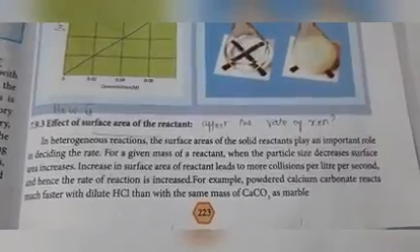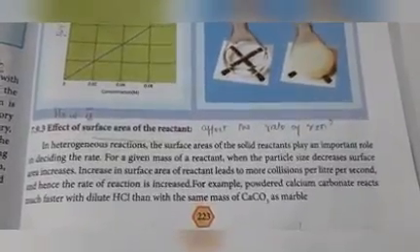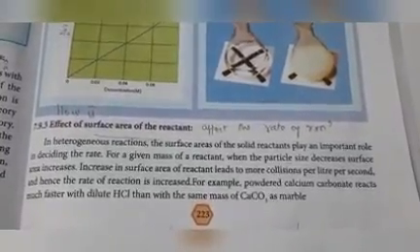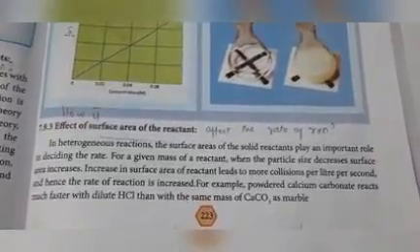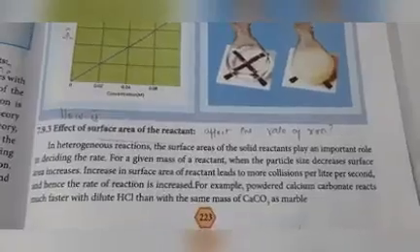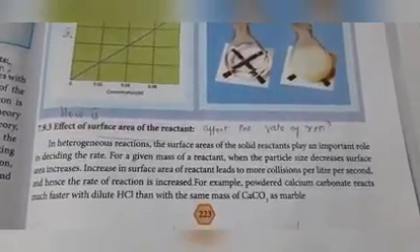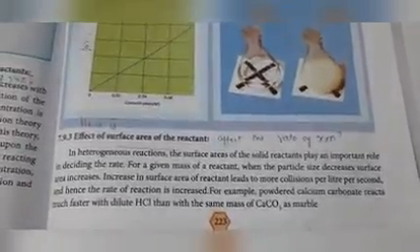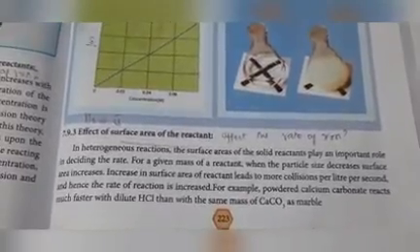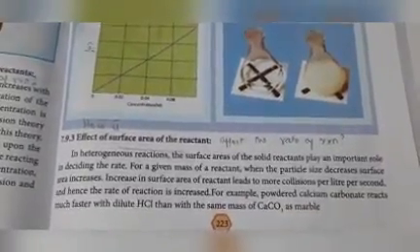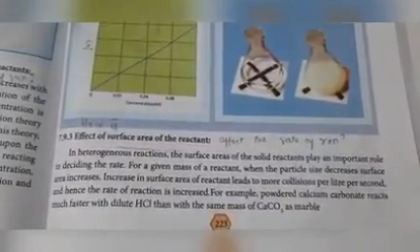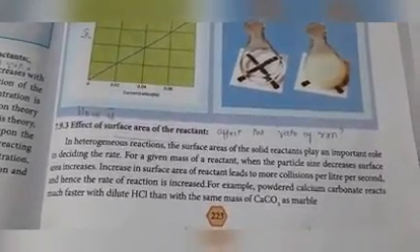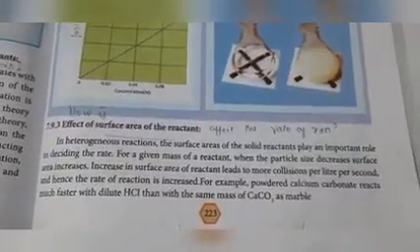Increase in surface area of the reactant leads to more collisions per liter per second. More particles means more surface area. So, more particles means more collisions possible per liter per second. More collisions possible means combining of reactants, so more product is formed. So, the rate is increased. Hence, increase in the surface area of the reactant leads to more collisions per liter per second, and the rate of the reaction increases.